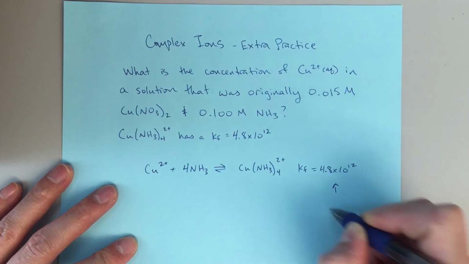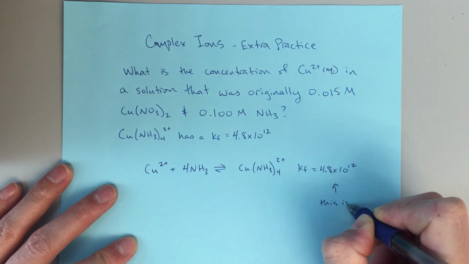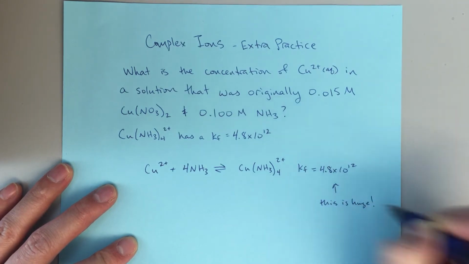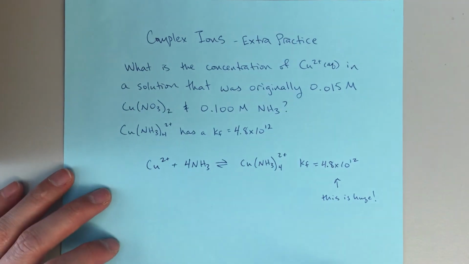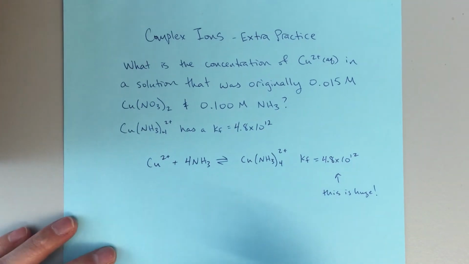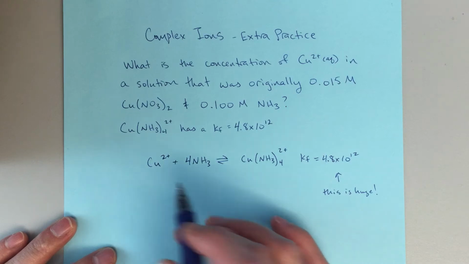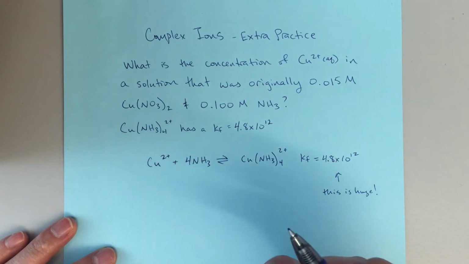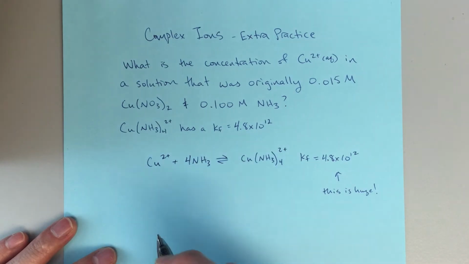So here the Kf equals 4.8 times 10 to the 12th. Right away I'm noticing that this is huge. Right, so that is a huge Kf value. And as I talked about in class a little bit today, this is really going to be, for the initial part of this problem, just a stoichiometry limiting reactant type problem.